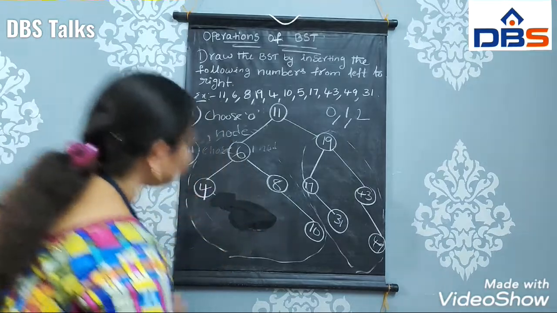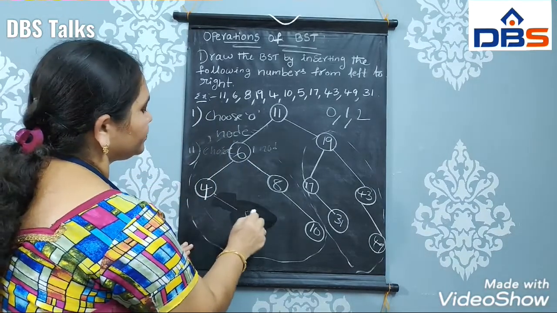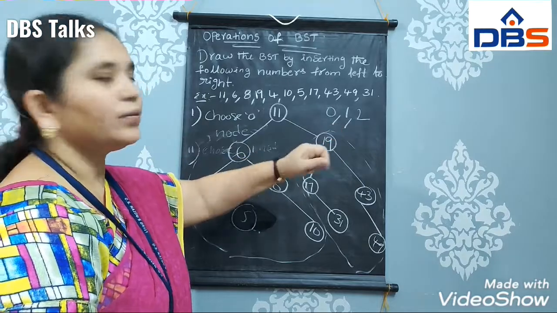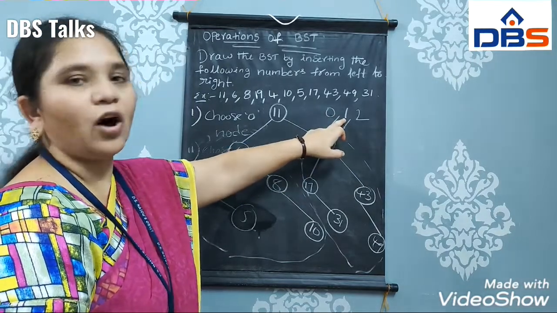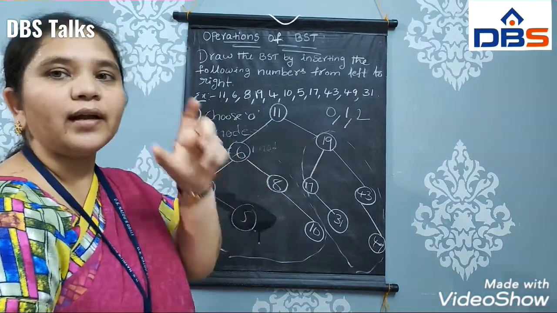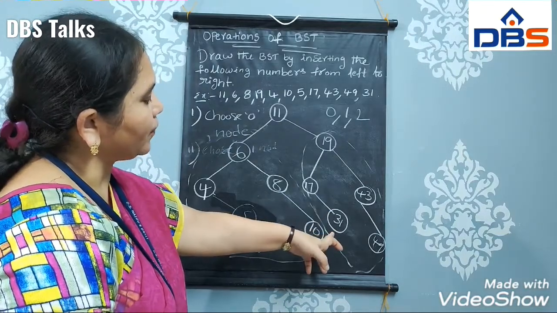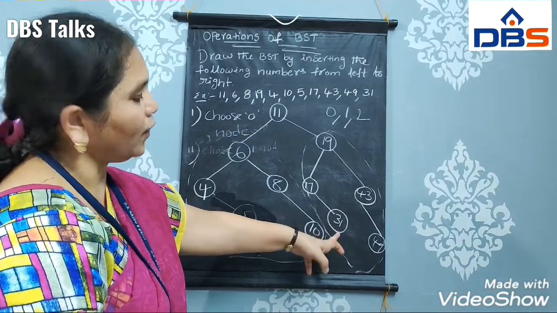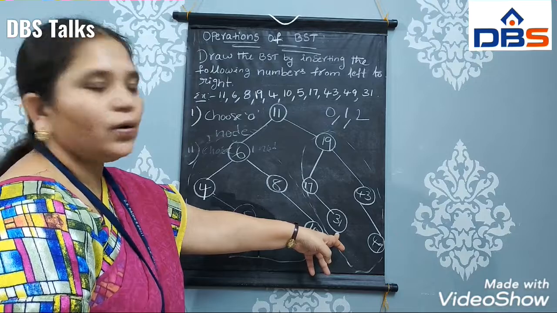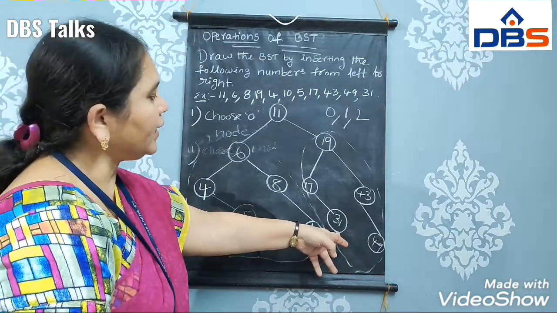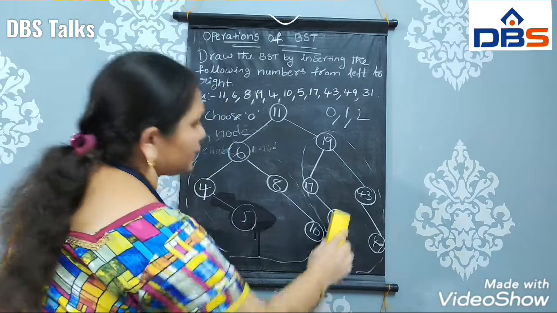So suppose we want to delete a node by choosing this option, where the node contains 1 child. Suppose we observe this node. This node contains 1 child. So we want to delete this node. We have to delete this node from this graph.